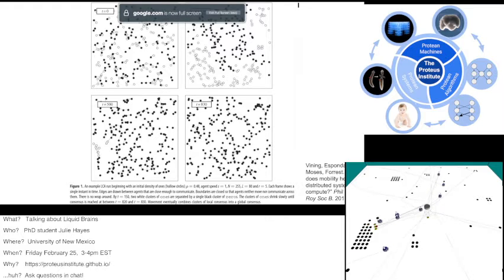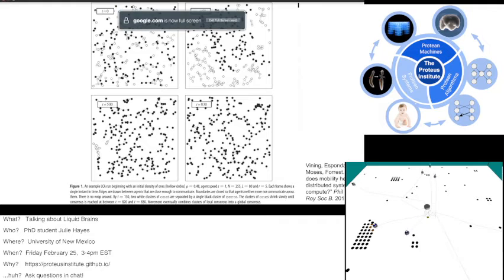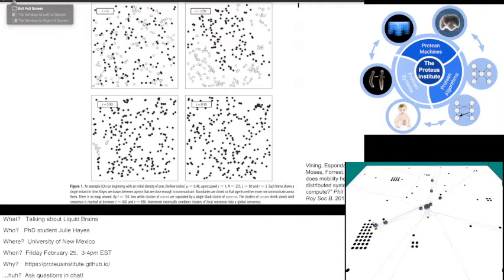I'm going to have to get my desktop back to see. I hope you're seeing the liquid cellular automata now.